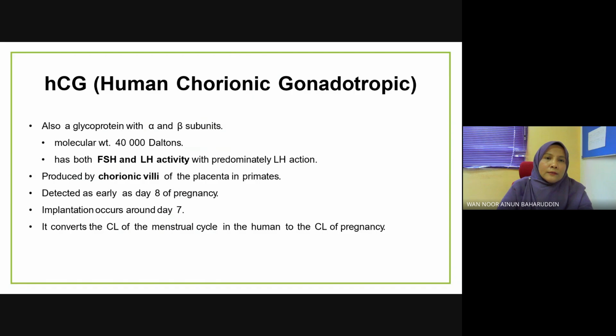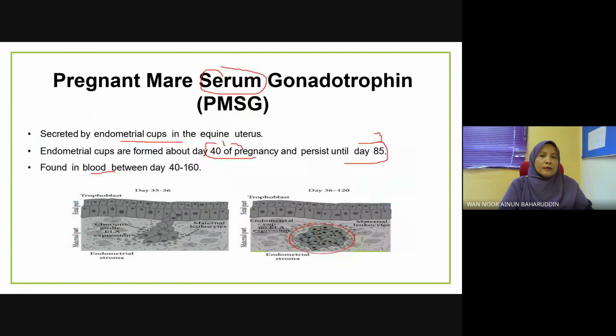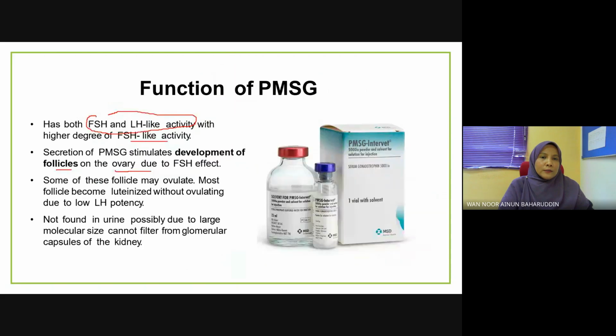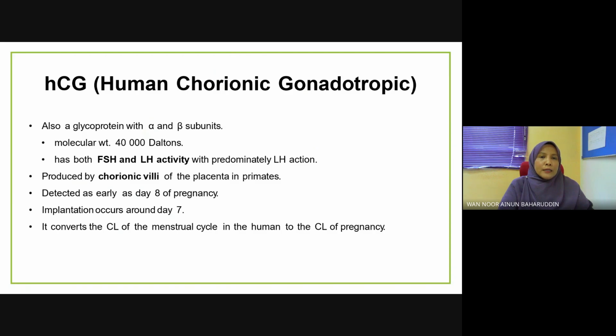So we do have the second, HCG. HCG is the one with high peaks during the first trimester of pregnancy, during 1 to 3 months of it. It is a glycoprotein with alpha and beta subunits, and it has both FSH and LH activity, but the predominant action is LH, and it can produce chorionic villi. Okay, chorionic villi, that's why the name is chorionic. The chorionic villi form the placenta in the primates, and it can be detected at day 8, meaning after 8 days of pregnancy.